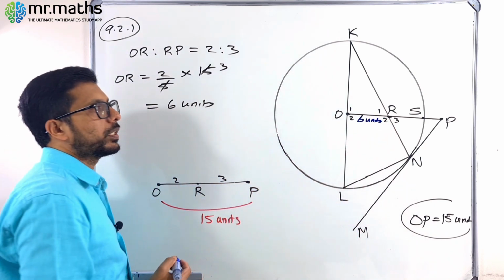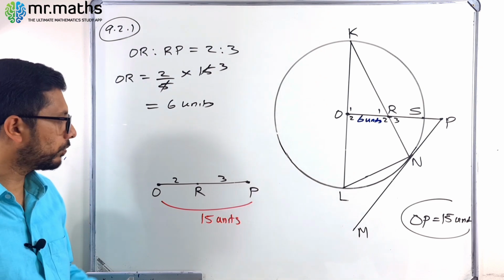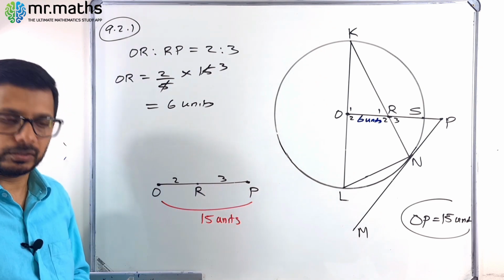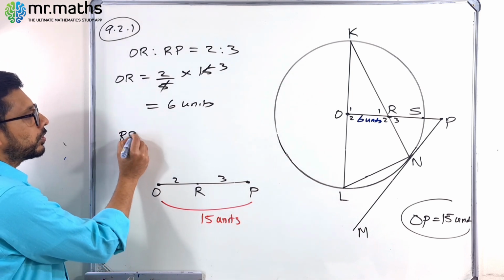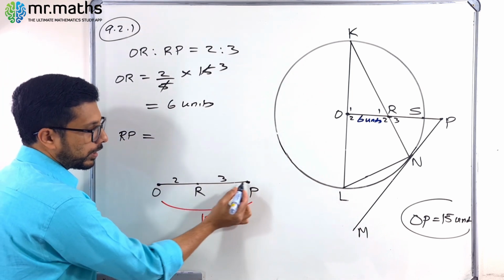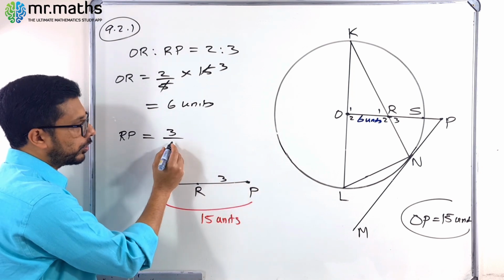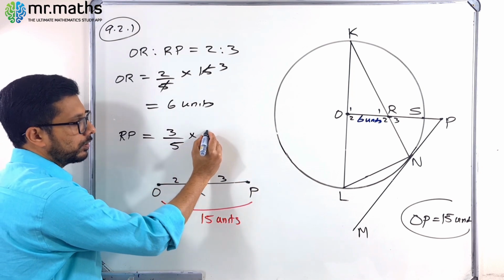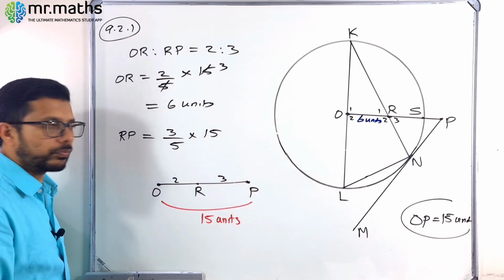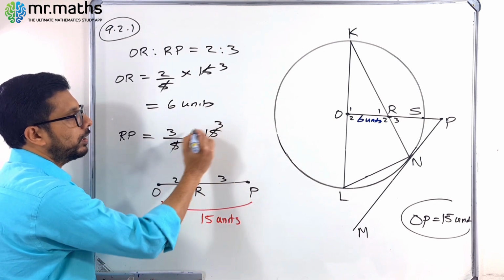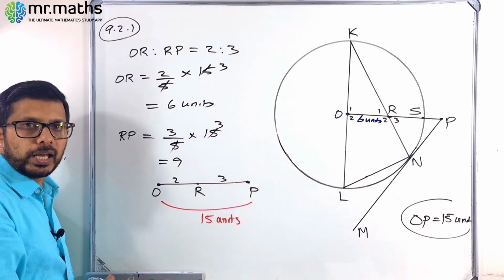Okay, 6 units. Now what is the next question? So in case the question is to find the length of RP, that question is not there, but in case you want to find it, how can you find it? You have to check RP, what is the ratio? 3 out of the total, 2 plus 3, 5, times 15. Total OP, the actual length is 15. So it is 3 by 5 times 15, 9. So the actual length of RP is 9 units.